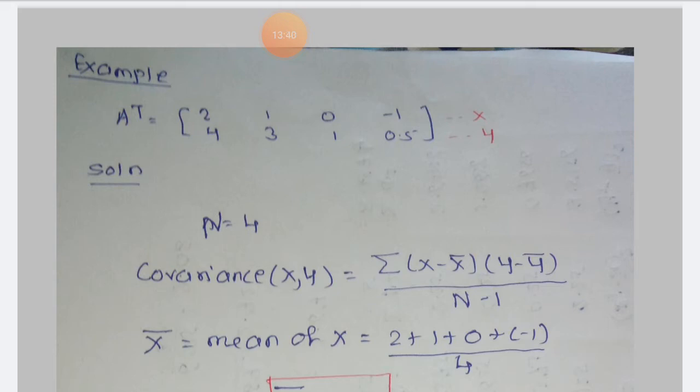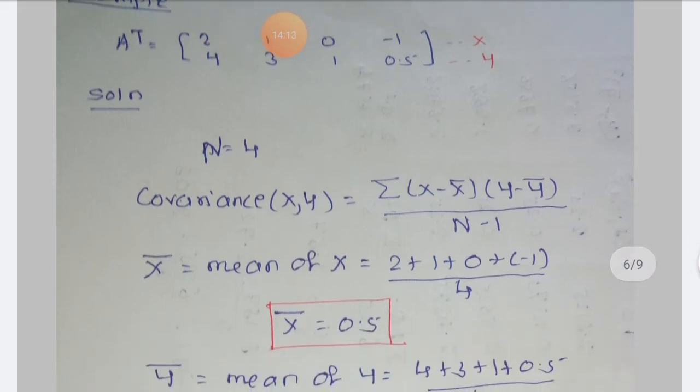Now according to the steps, we will see what is the covariance of xy. This is the formula: it is equal to summation of (x minus x bar) into (y minus y bar) divided by n minus 1, where x bar is the mean of x. Now for the given data, I am getting 4 points for x: 2, 1, 0 and -1. So let us take the mean and find x bar. So x bar is equal to 2 plus 1 plus 0 minus 1 divided by 4. So I am getting x bar as 0.5.